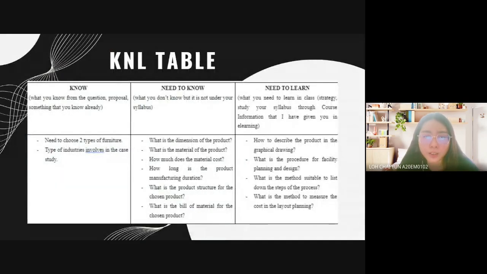Next, this is the K&L table for this project. This is what we need to know: we need to choose 2 types of furniture, the type of industry involved in this case study, and also what we need to learn. Next, I pass to my team member.